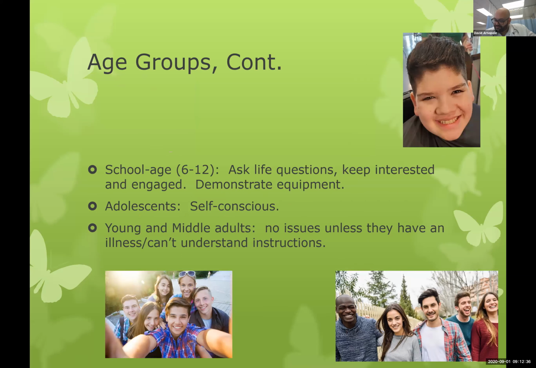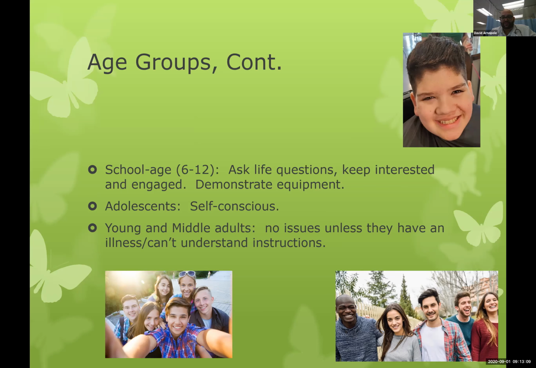School-age kids, when we get into that, ask them life questions. They're at that age where they're starting to recognize that they're individuals of some kind. Keep them interested. Tell them that you're interested. Ask them questions about their life. How are they doing? How are they doing in school? How do they feel overall? Help them by talking to them and making them think that you're very interested in what they have to say, because they will give you information if they feel that way. And again, show them what you're going to be using and why.